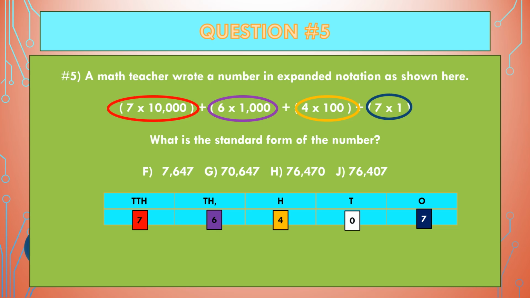Now, we look at the number that we have in our place value chart and we compare it to our answer choices. When we compare it to our answer choices, we see that the number in our place value chart is 76,407. Which answer choice matches the numbers in our place value chart? If you said J, you are absolutely correct. So make sure you circle J.